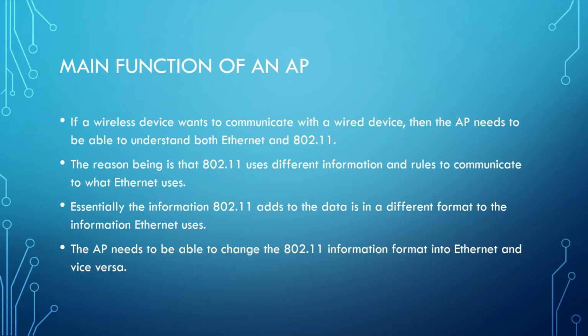So the data is not even going to get there. Secondly, even if the data did get there, the wired device is not going to understand how to interpret it because it doesn't understand that sort of format. The network card that connects that device to the switch is programmed to only understand Ethernet. So, because 802.11 uses a different formatting than Ethernet does, the AP needs to have the ability to change 802.11 information into Ethernet and vice versa.